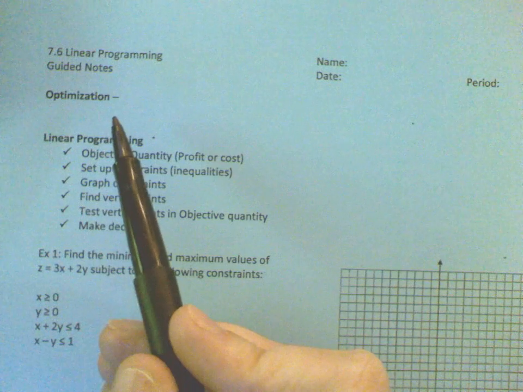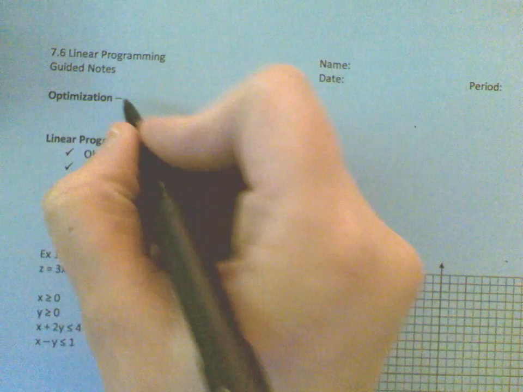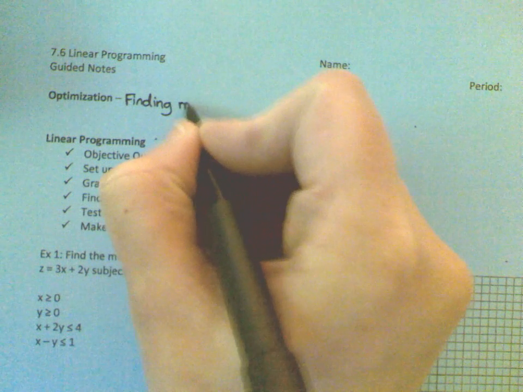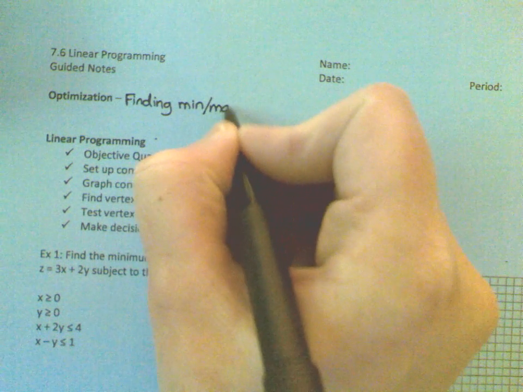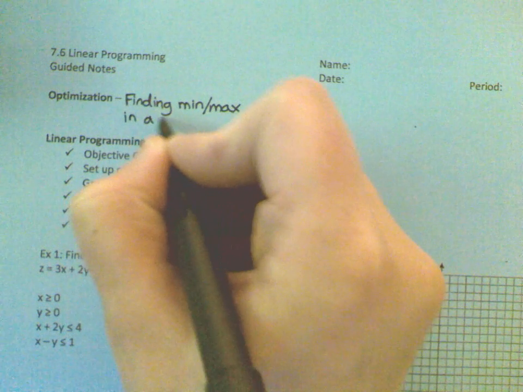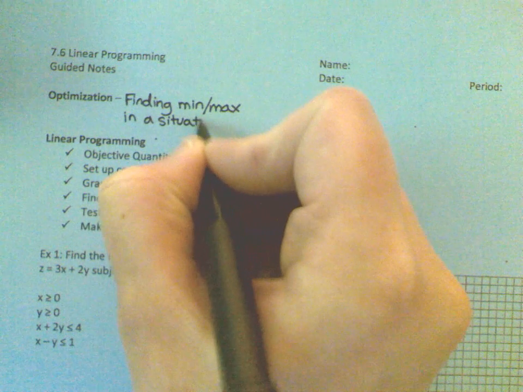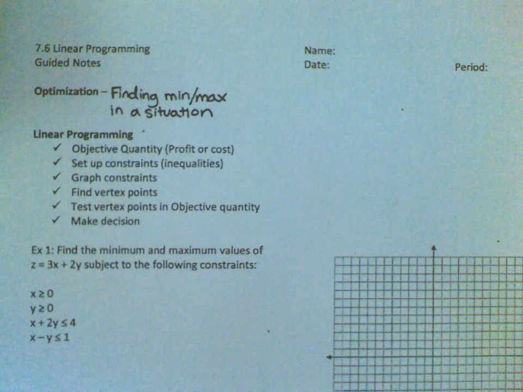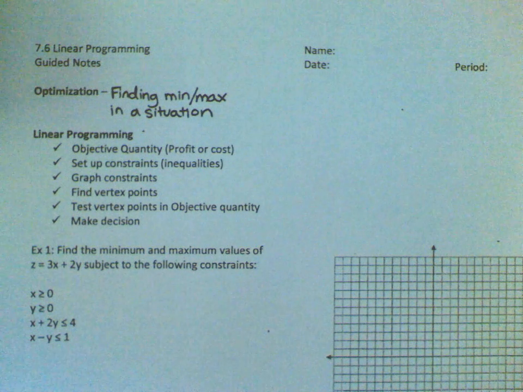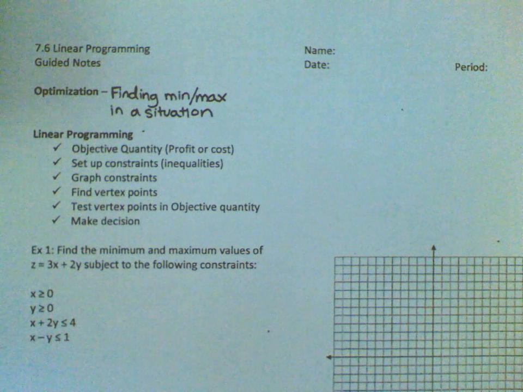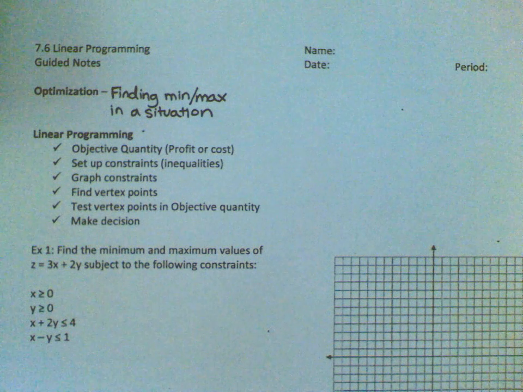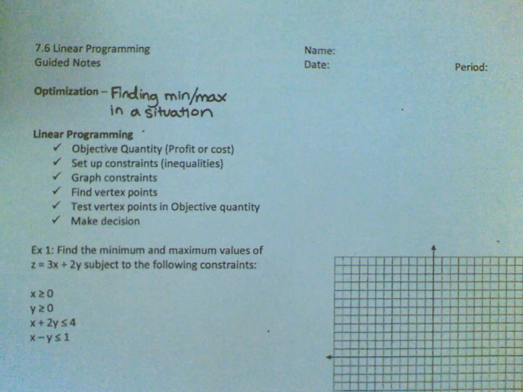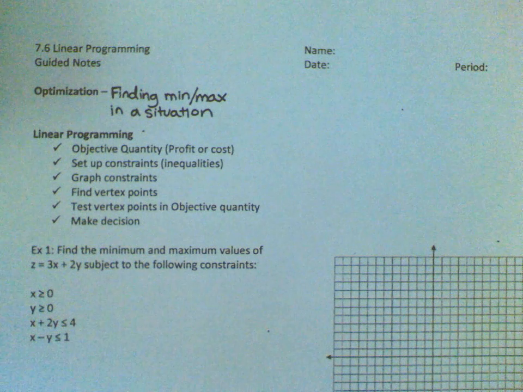And when you think about optimizing, you're thinking about finding the minimum and maximum in a certain situation. In order to do this, to find the min and max, we need to do a little bit more than what we did yesterday. And one of the key pieces is you've got to find out what it is you're trying to minimize or maximize, and then you've got to write an equation for it.